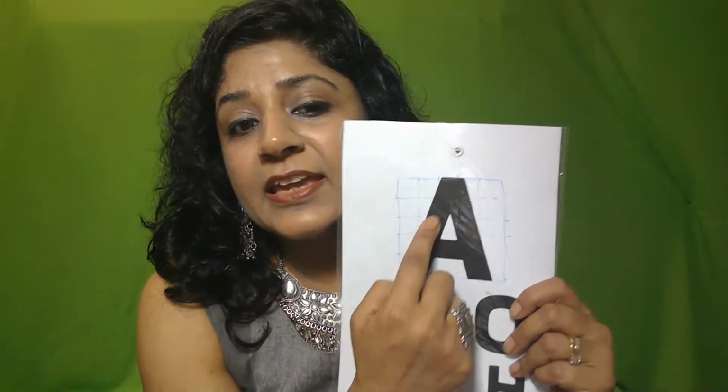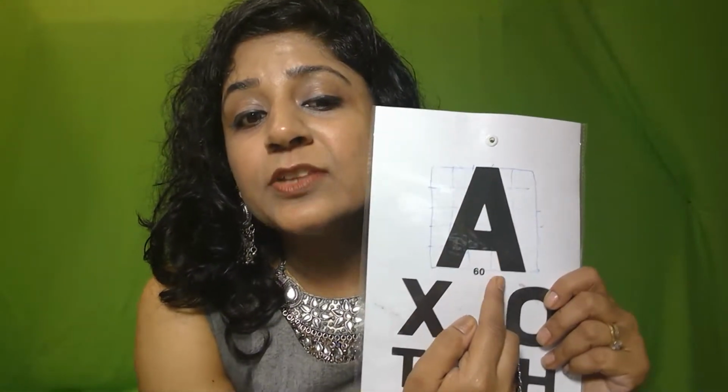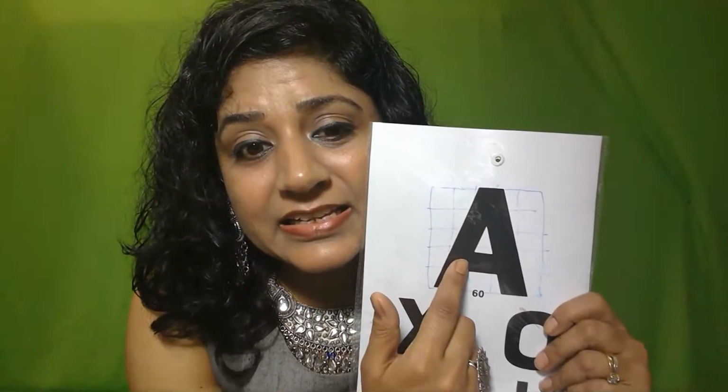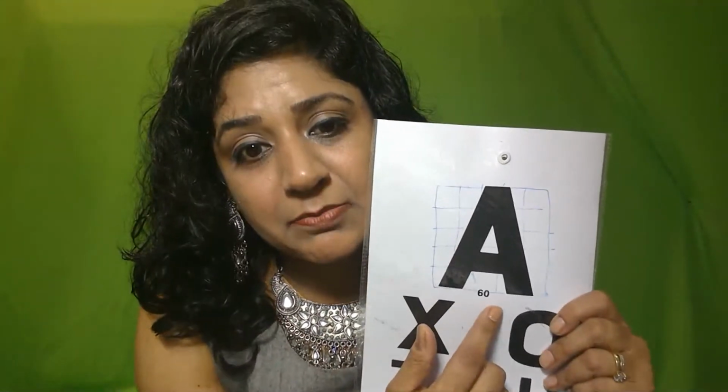Now the distance depends on the size of the letter, because this topmost letter is large. So this is going to make that minimum angle at a larger distance, that is 60 meters. Because this letter is large, it will sustain an angle of 5 minutes, the minimum angle, even at a large distance, that is 60 meters.